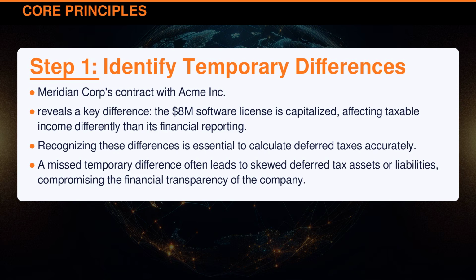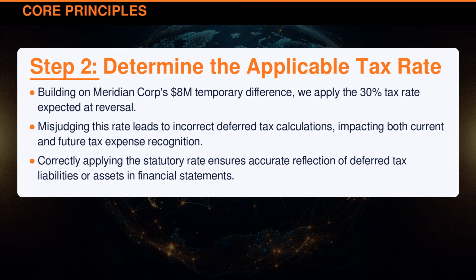Meridian Corporation's contract with Acme Incorporated reveals a key difference. The $8 million software license is capitalized, affecting taxable income differently than its financial reporting. Recognizing these differences is essential to calculate deferred taxes accurately. A missed temporary difference often leads to skewed deferred tax assets or liabilities, compromising the financial transparency of the company. Building on Meridian Corporation's $8 million temporary difference, we apply the 30% tax rate expected at reversal.